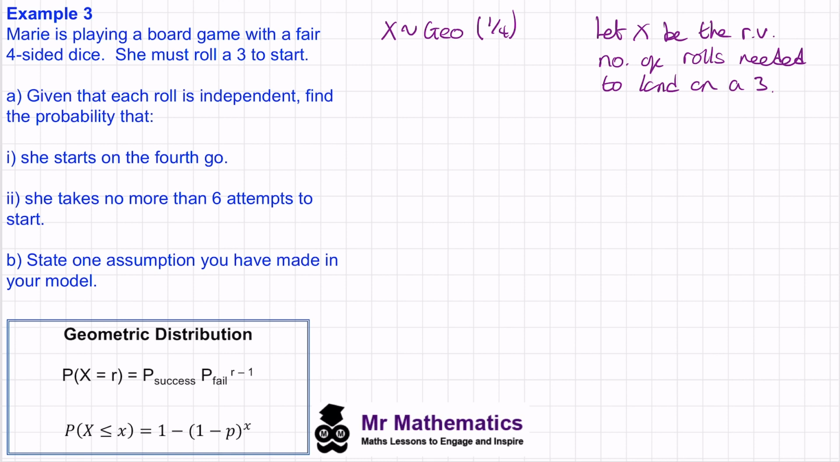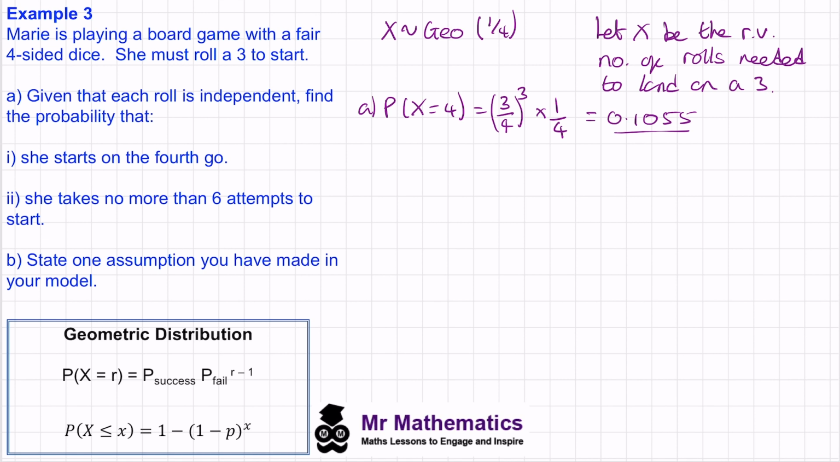So for part A, given that each roll is independent, which is one of our conditions for geometric distribution, find the probability that she starts on the 4th go. So we want the probability that our observed value is equal to 4. Well, this means we would have had 3 fails and 1 pass. So 3/4, which is our fail, cubed, multiplied by 1 pass. So 3 fails and 1 pass. And this gives us 0.1055. Okay, so just over a 10% chance of her starting on the 4th go.